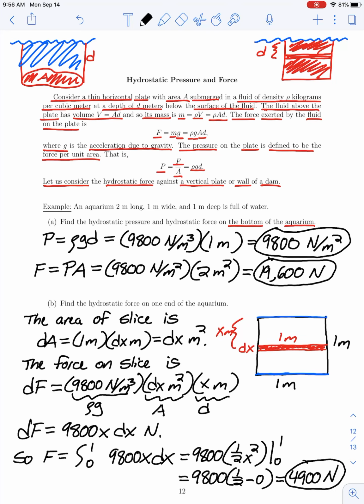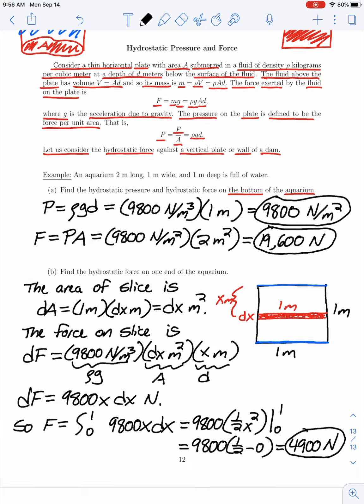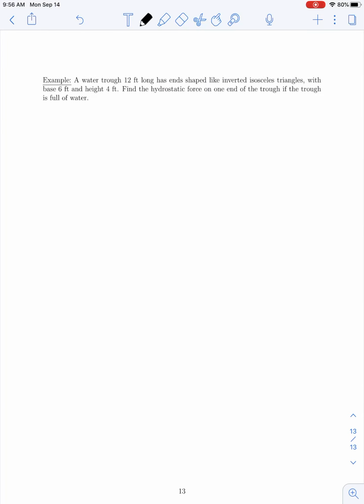So we're using the same idea that we've been using throughout this section. If we think about slicing up our end of this tank into small strips that are submerged at a fixed depth, we can find the force on that strip and then add up the force on all of these strips along one end of the tank using a definite integral to find our total hydrostatic force on one end. So let's look at another example.